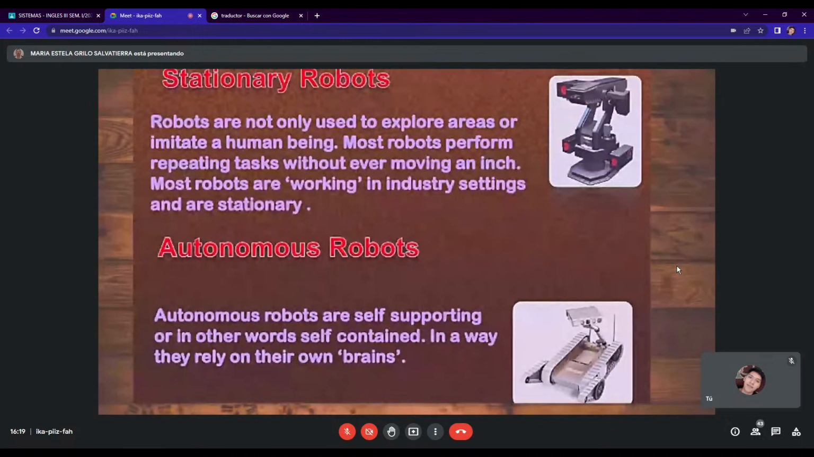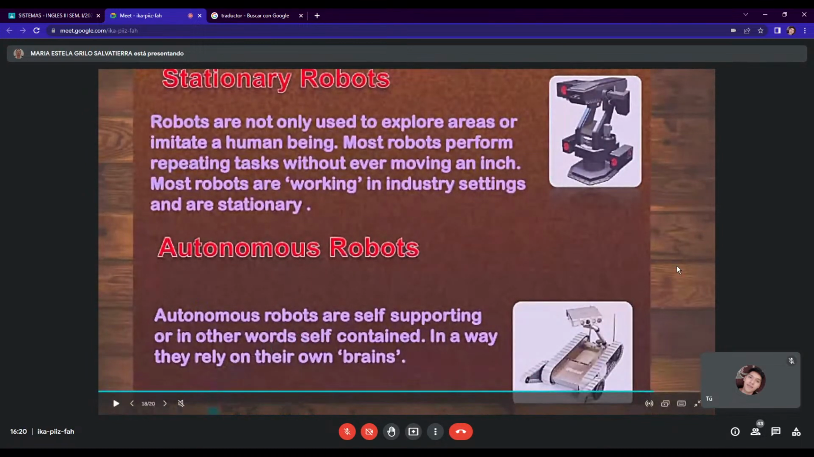Okay, what about the stationary robots? Ok, who is going to read about this part, please? Vamos, who is going to read? Me, teacher. Ok, go ahead.